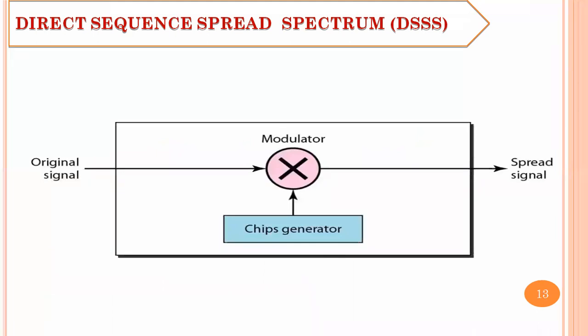So in this, the chip generator is being used. The original signal is transferred to the modulator, and modulated at the modulation.